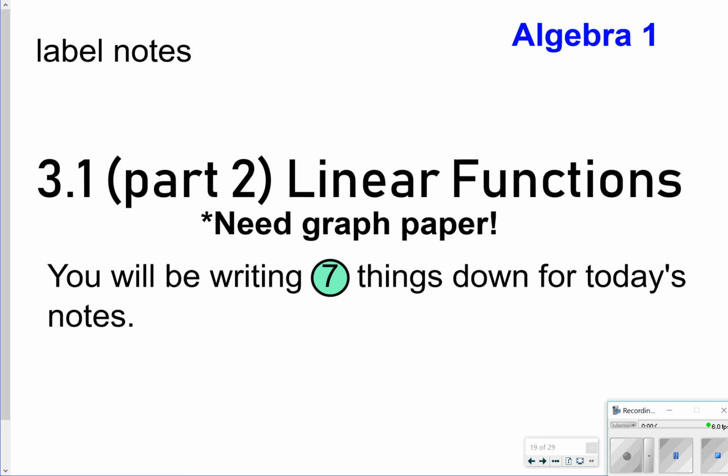Today we're going to be looking at lesson 3.2, part 2, linear functions. You will need graph paper for this one, so make sure you have that ready when you're taking your notes, because you're going to be graphing a few things. And today we're going to be writing down 7 things, so let's go ahead and get started.